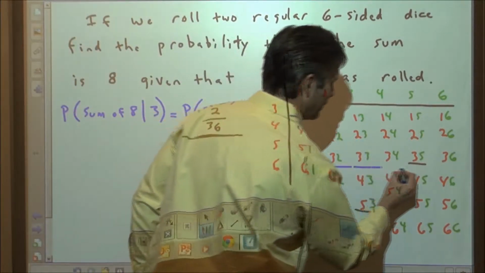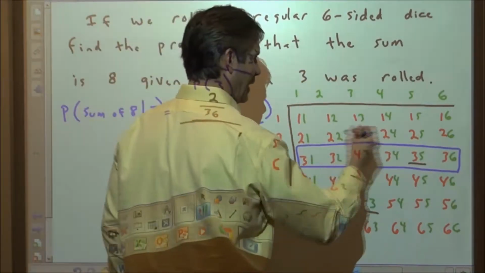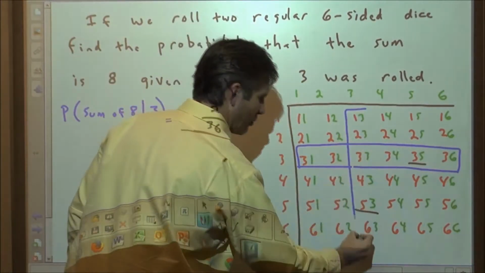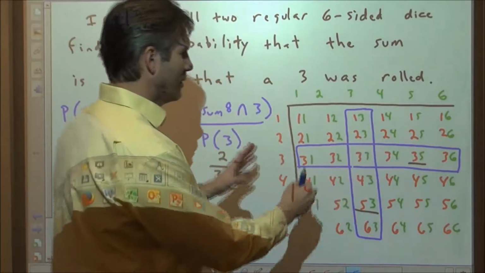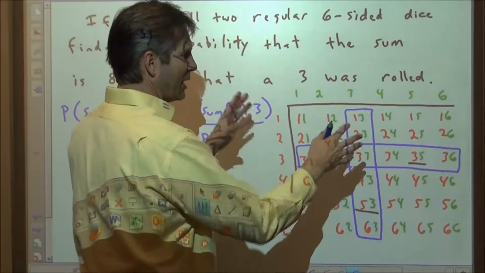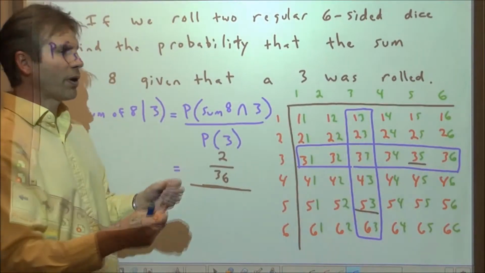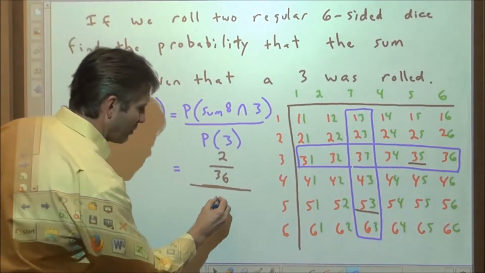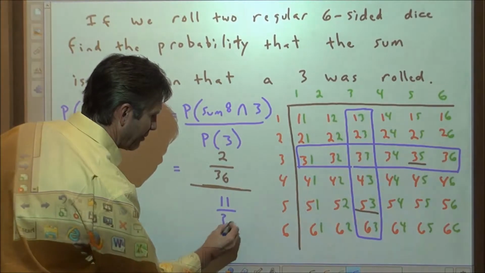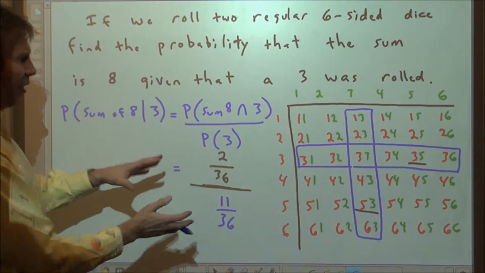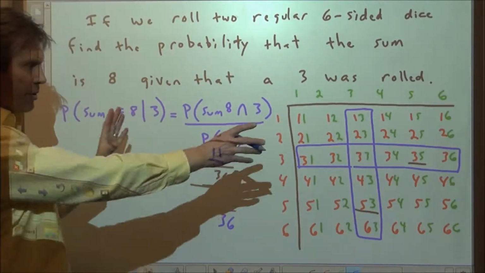Well, it would be these 6 situations right here, and these 6 situations right here where a 3 was rolled, but this one was counted twice, so altogether there would really be 11 distinct rolls in which at least one of the numbers was a 3, so that would be a probability of 11 out of 36. So if you're going to follow the formula, the probability that you get a sum of 8 and a 3 was rolled, that's 2 out of the 36.